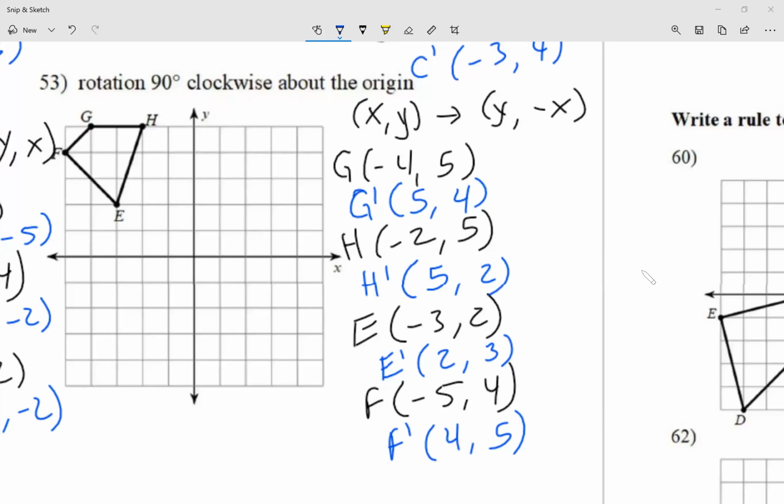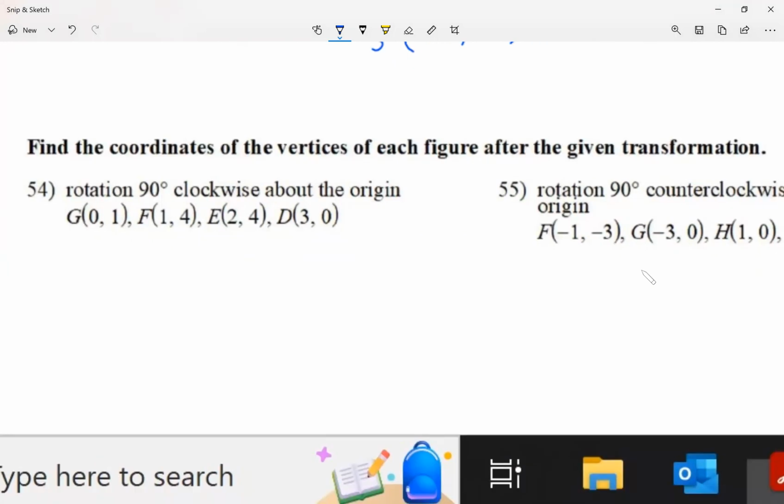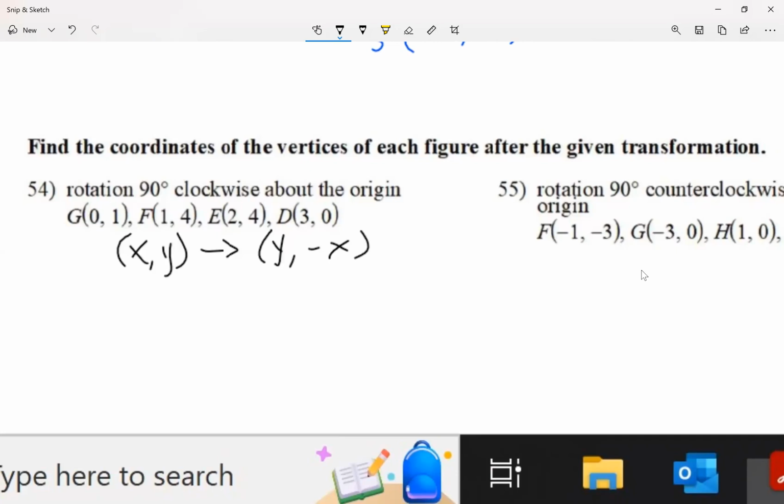Now to finish this, let's take a look at number 54 and 55. Find the coordinates of the vertices of each figure after the given transformation. We're going to do rotation 90 degrees clockwise about the origin. So according to our notes, 90 degrees clockwise, it says (x, y) becomes (y, -x). The x and the y value are going to get swapped. The value that was x to begin with will switch signs.